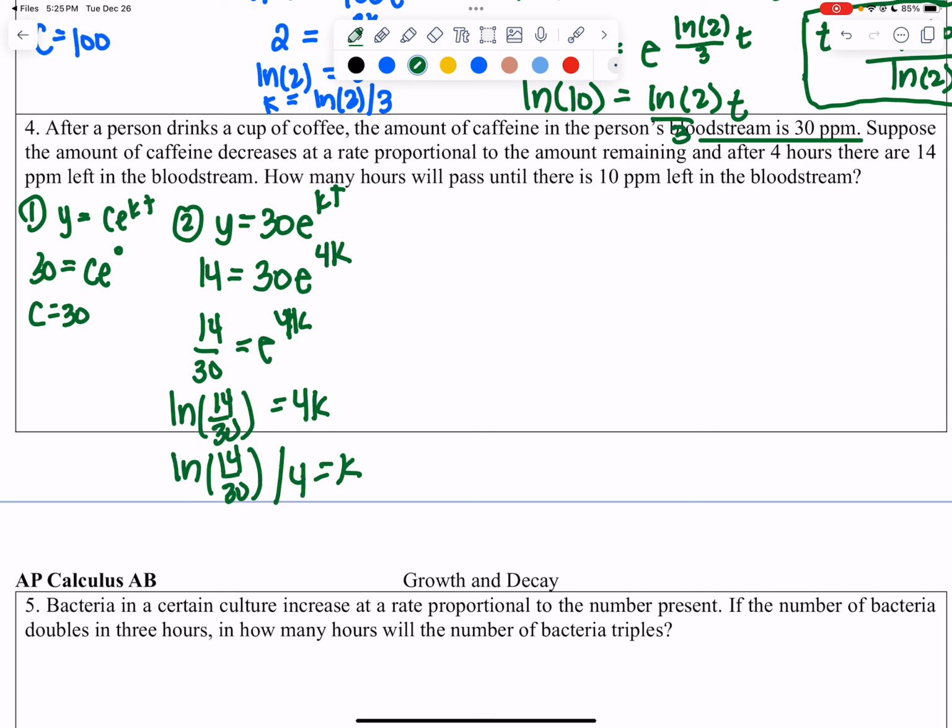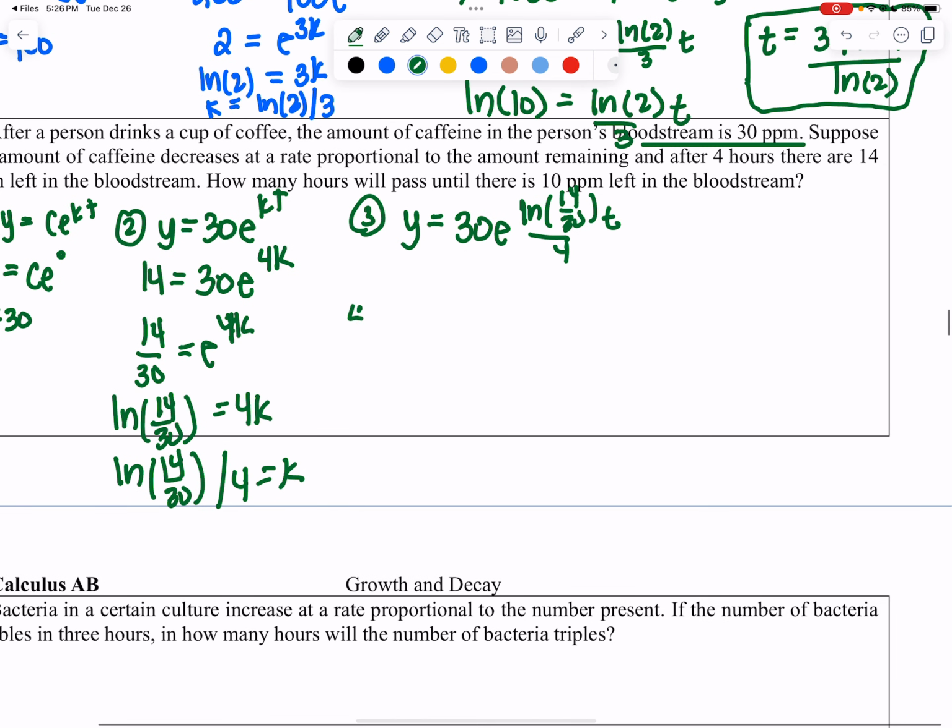That's going to give me k. Okay, my third step is going to be my equation. So that's going to be 30 e to the ln of 14 over 30 over 4 times t. I know, it looks messy. Bear with me. That's your formula.